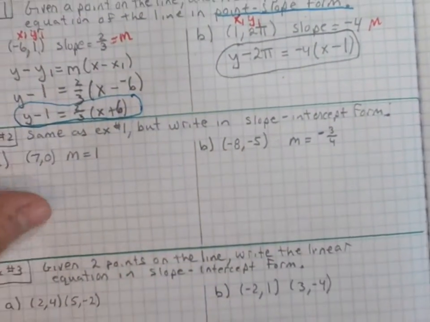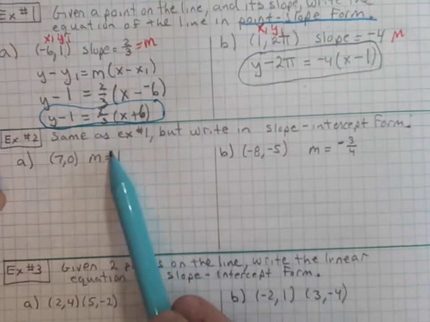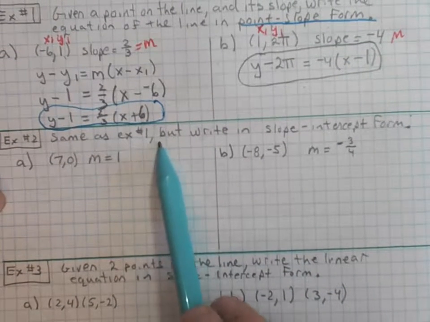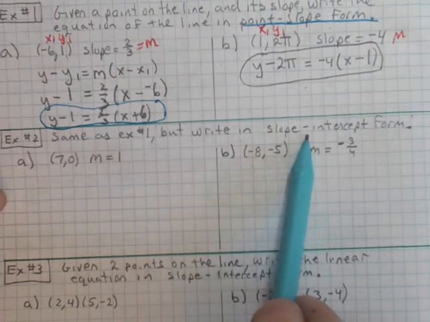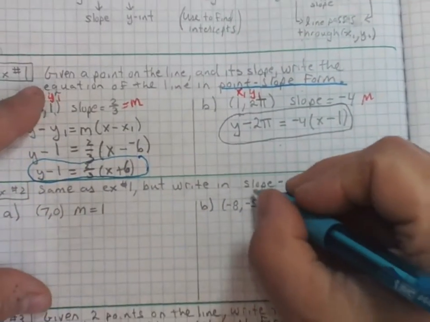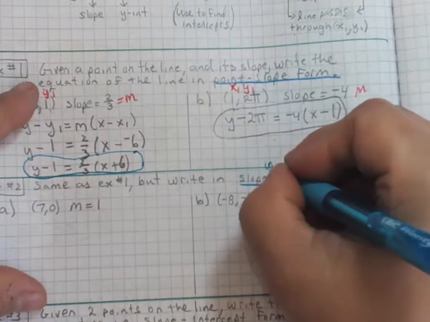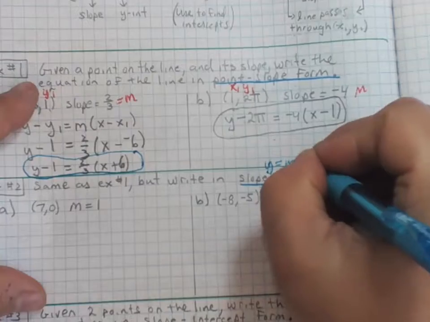Take a look at the directions in the next section. It says we're going to do the same thing as in example 1, but this time we're going to write our answer in slope-intercept form. Okay, so this form is what my answer should look like, so it's going to be y equals mx plus b form now.